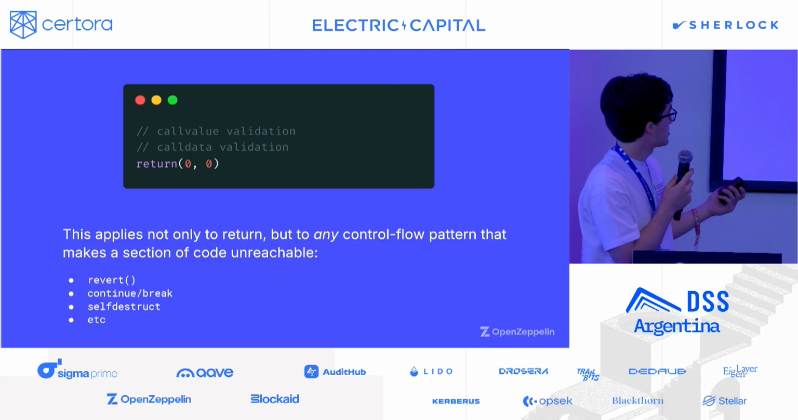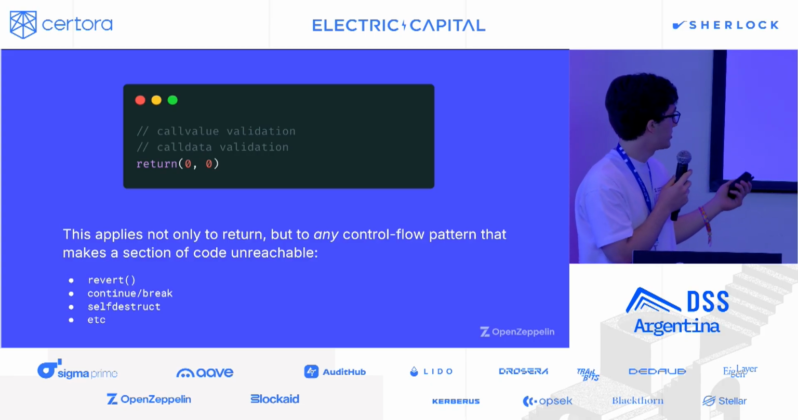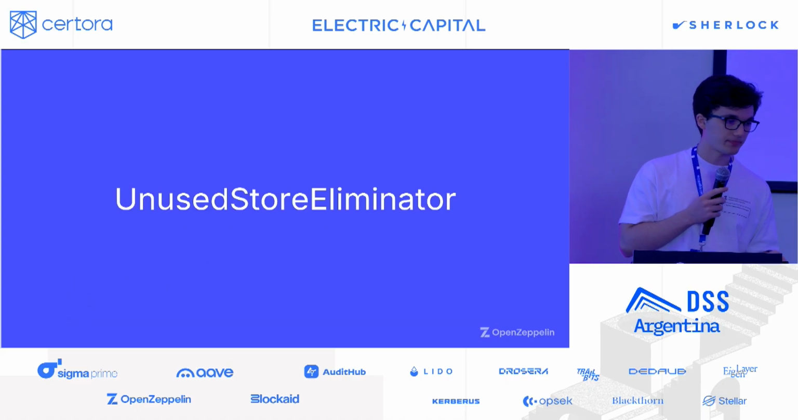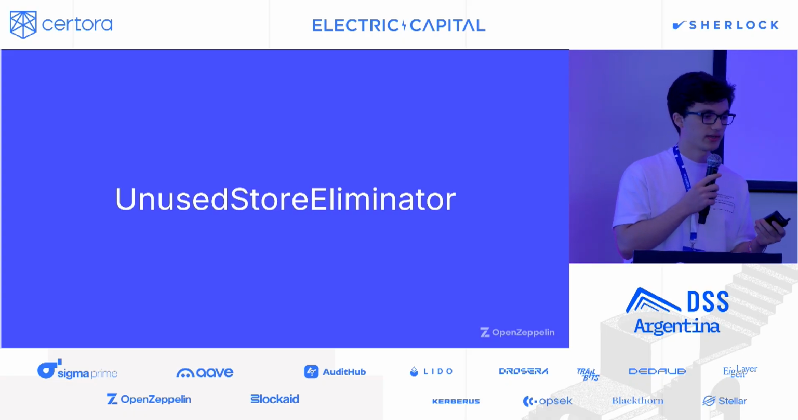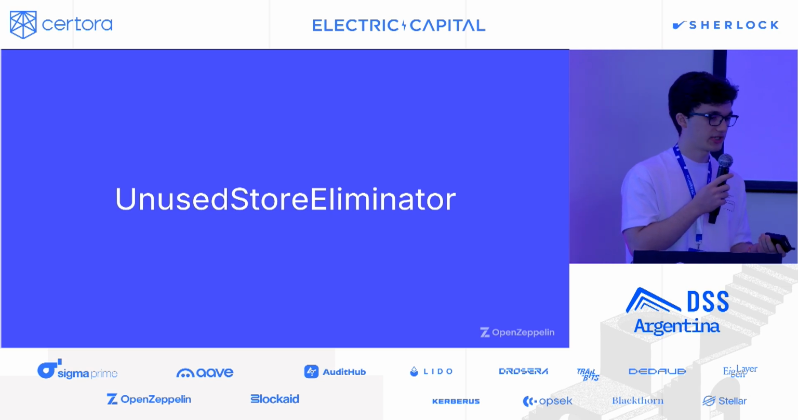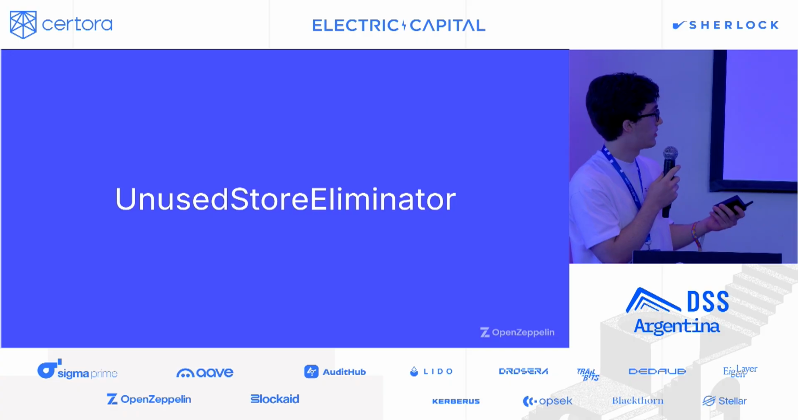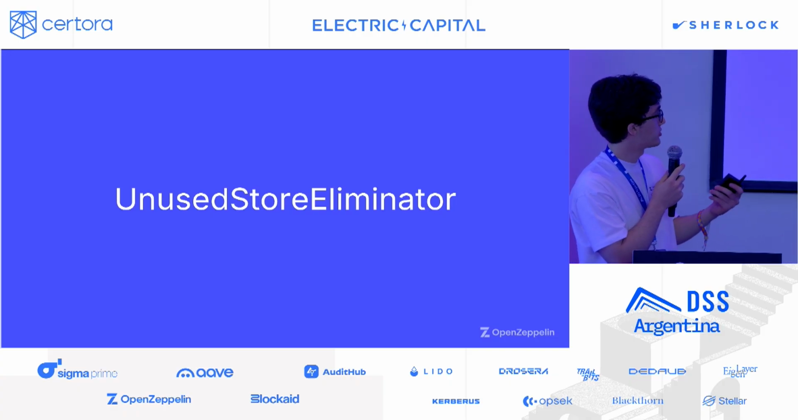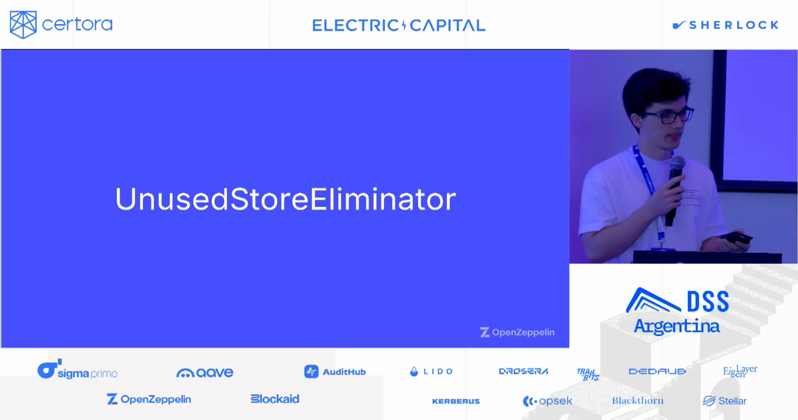And the same thing applies not only for the return, but also for other control flow patterns. For example, revert, continue, and break in loops, selfdestruct, etc. Next up is the unused store eliminator. This one is also pretty intuitive. If the compiler sees multiple sstore or mstore operations writing to the same location, and it can prove that the earlier values are never used, it can just remain the latest sstore or mstore.